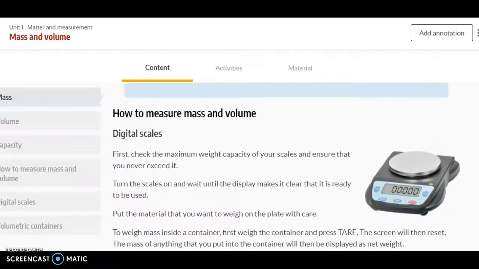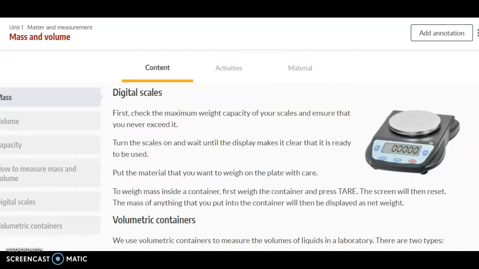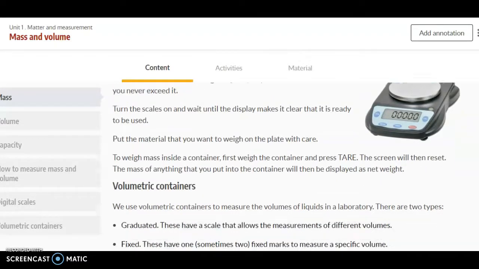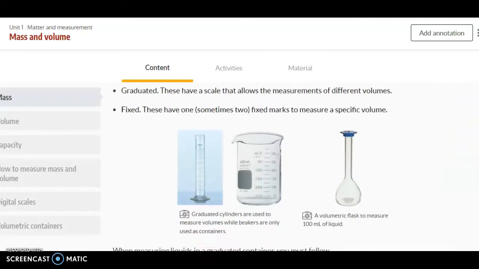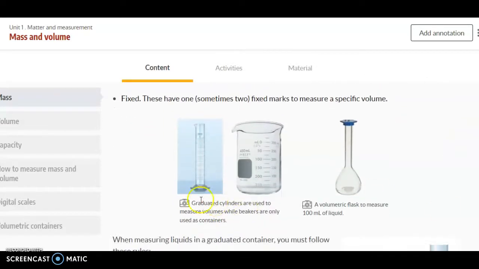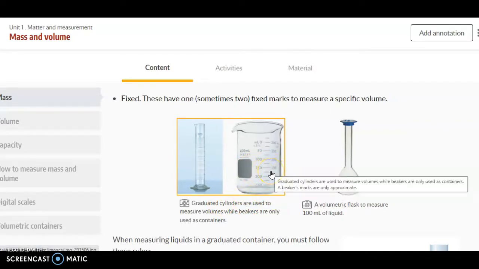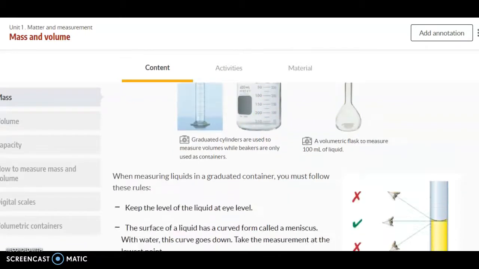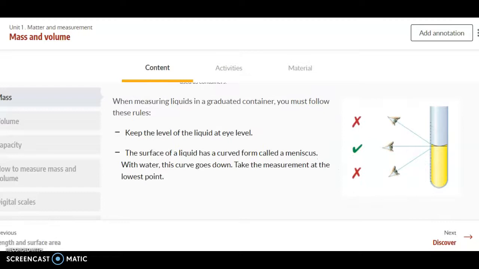Okay, we have some measuring devices such as digital scales. And there is also another way to measure the volumes of liquids, a graduated cylinder. We also have beakers that have graduations or marks in the glass, so that you can see what the volume is. Other than that, this is not going to be in the exam.